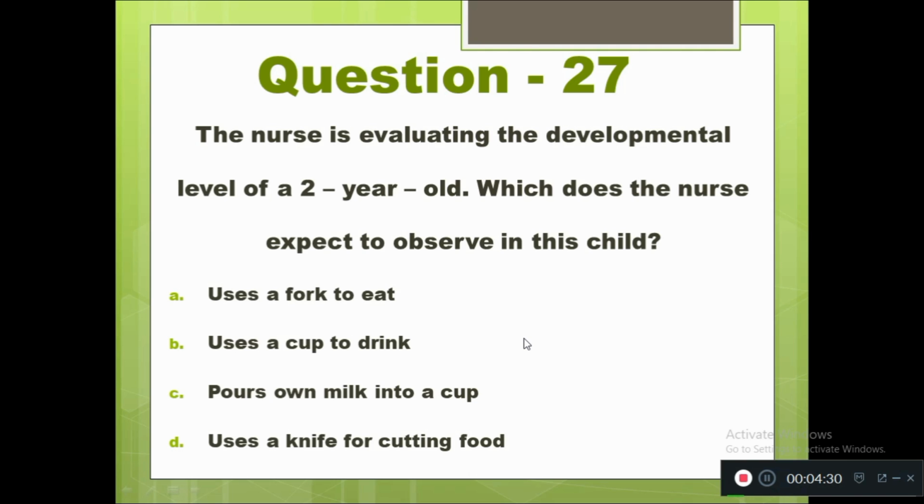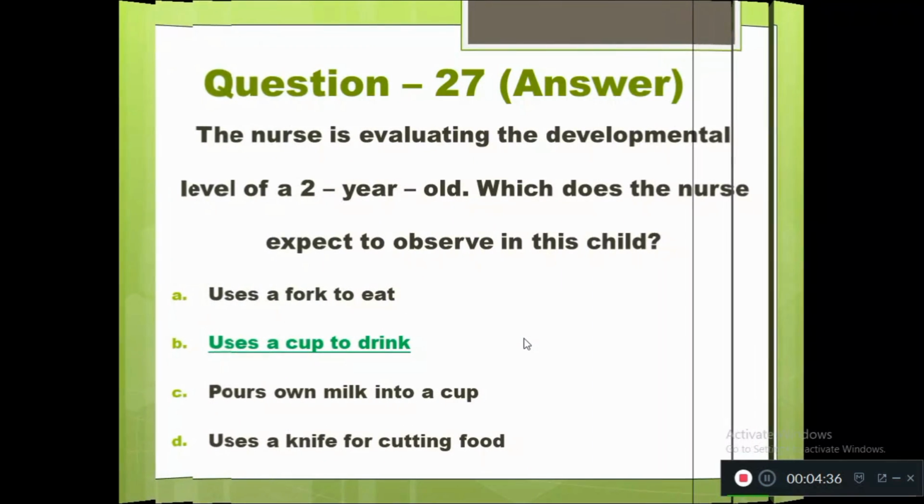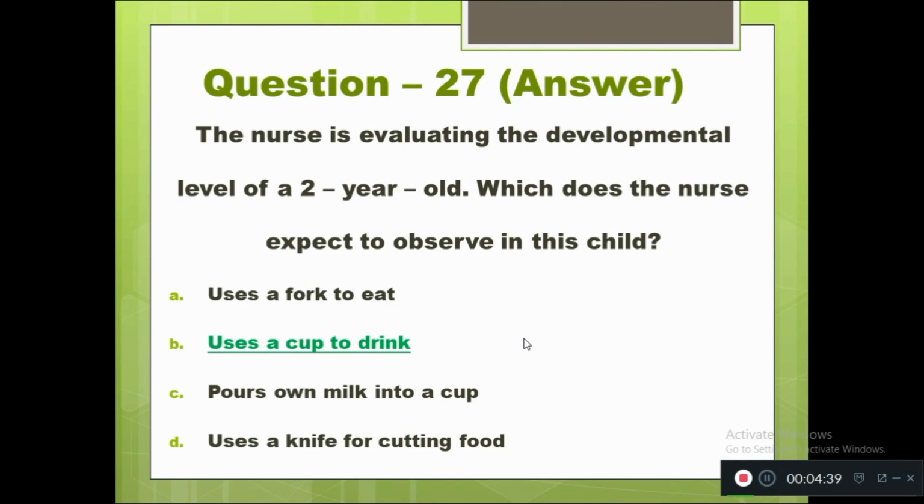A 2-year-old child, in his developmental milestone at this age, will use his cup for drinking. Also, they will use their own spoon for eating their foods.